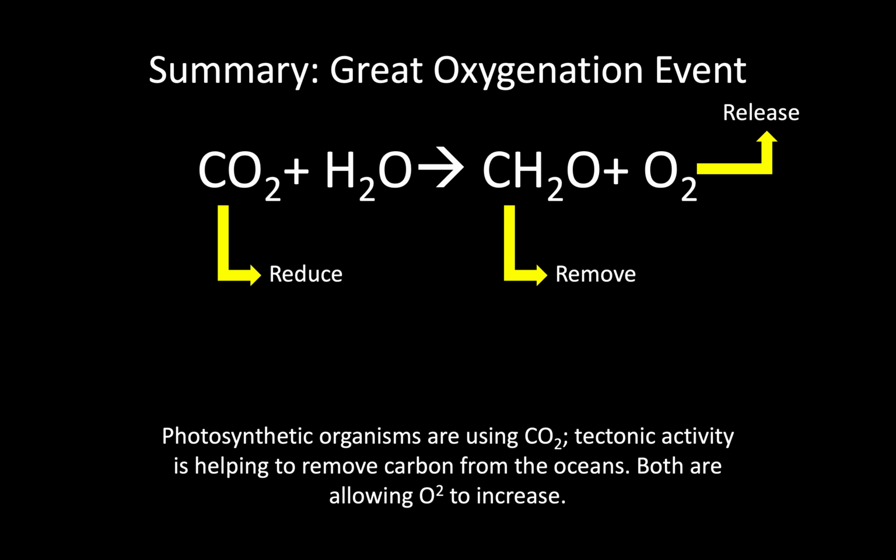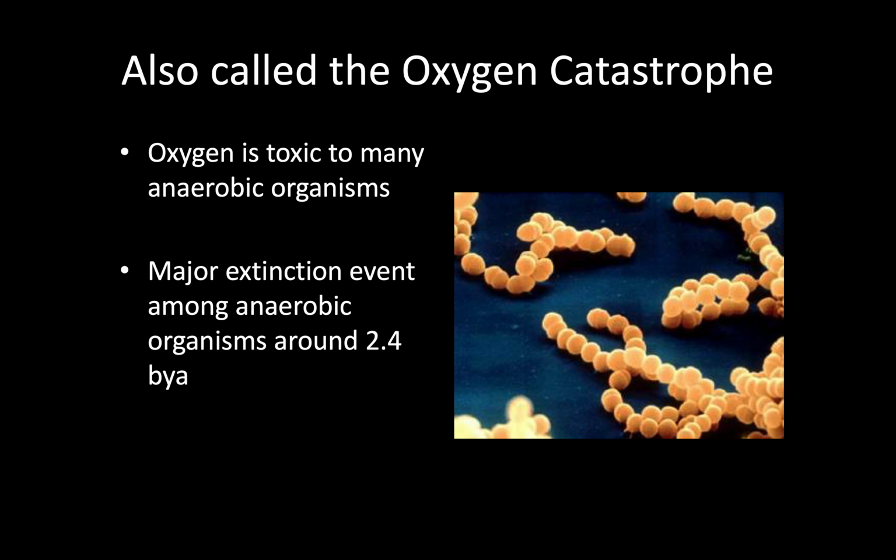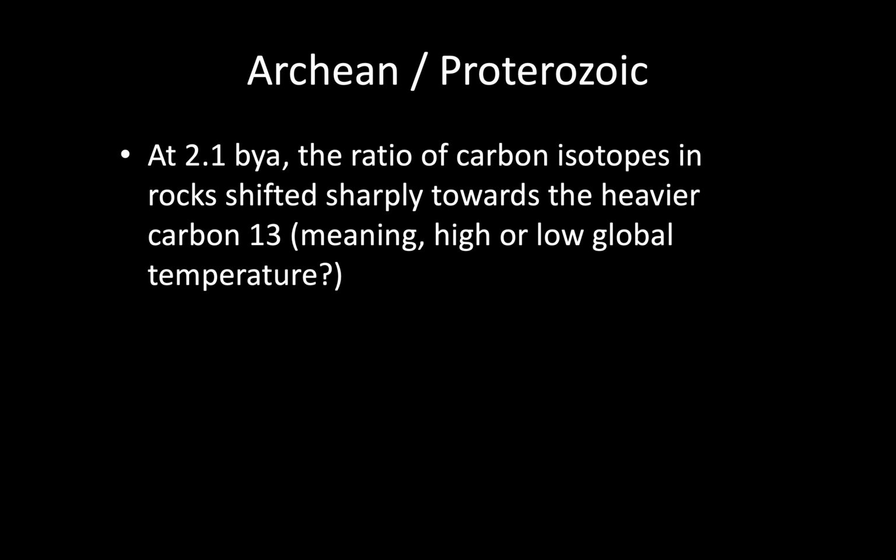So the more C13 there is, the more photosynthesis there was at the time. And if we know how much photosynthesis there was, we can estimate how much oxygen there might have been. But we need both photosynthesis and the removing of carbon to actually allow oxygen to rise. So this is also technically called the oxygen catastrophe because there's lots of organisms where oxygen is toxic. So there was a major extinction event among anaerobic, meaning non-oxygen organisms around 2.5 billion years ago too. But because we're humans and we're biased, we really love oxygen, we call it the Great Oxygenation Event instead of the oxygen catastrophe.